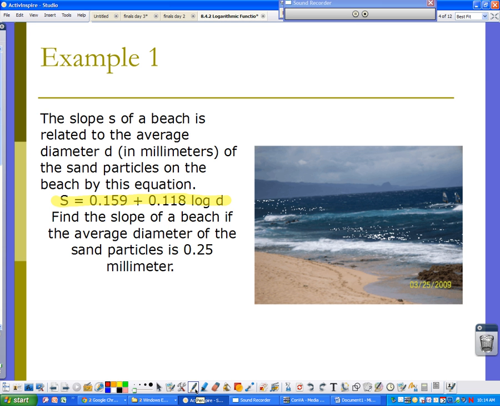Find the slope of the beach if the average diameter of the sand particles is 0.25 millimeters. Well, this right here is the diameter, so we're just going to substitute that in for the d. The slope is what we're looking for. Find the slope.